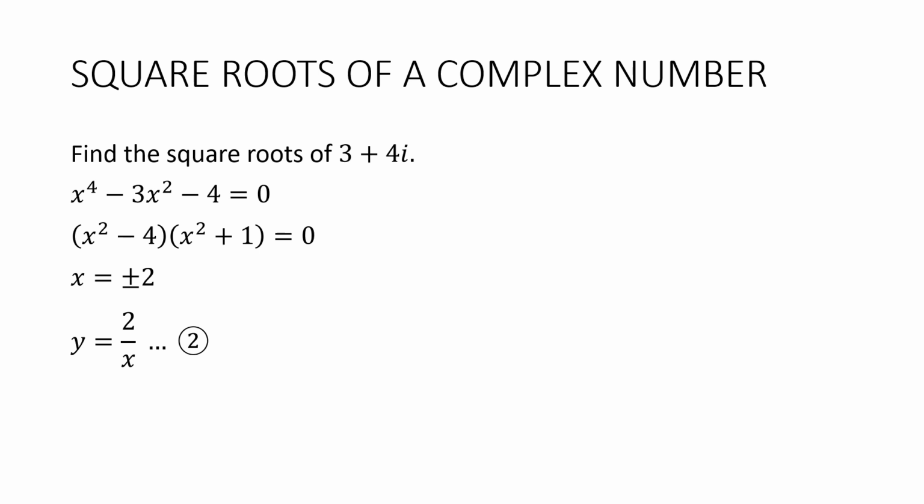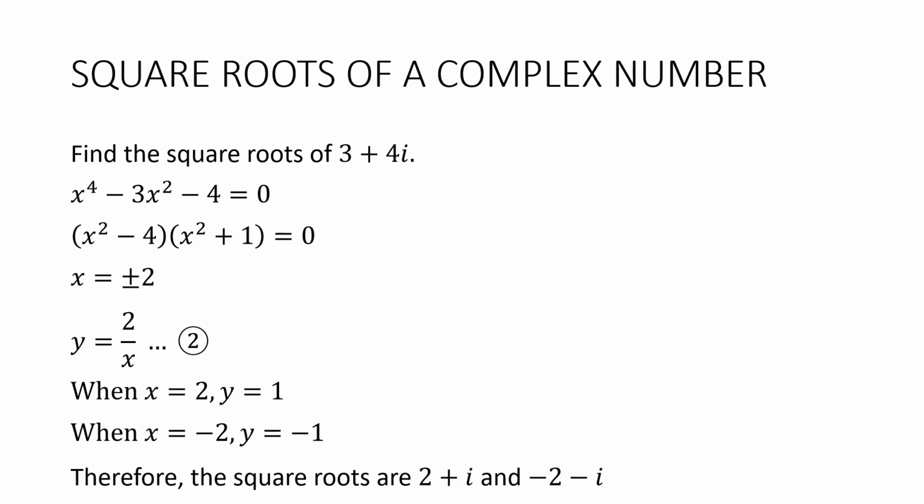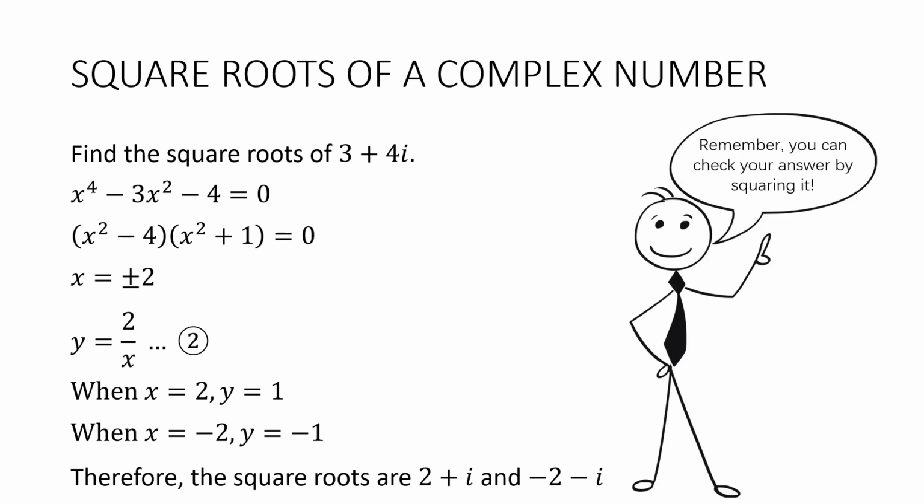Now let's substitute into our second equation. When x is 2, y is 1. When x equals negative 2, y is negative 1. So the square roots are 2 plus i and negative 2 take away i. And remember, you can always check your answers by squaring them.